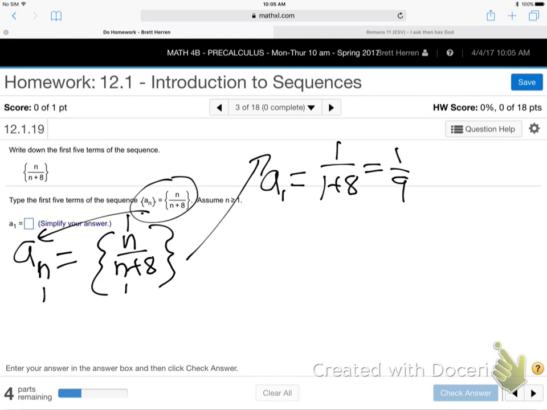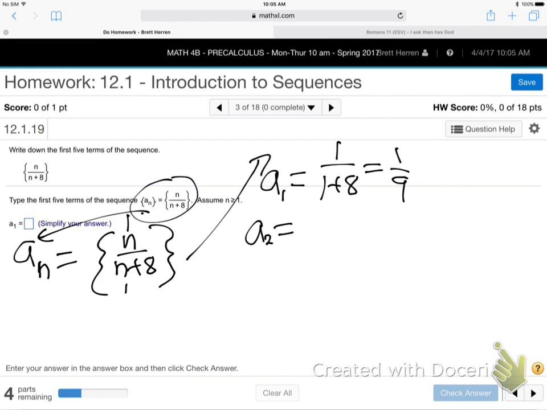So it's just like plugging into a function, basically. The n is like f of x. It's like f of n or something, right? The n is the subscript, but it's like plugging into a function. So a sub 1, I just plugged in a 1. Now let's find a sub 2.